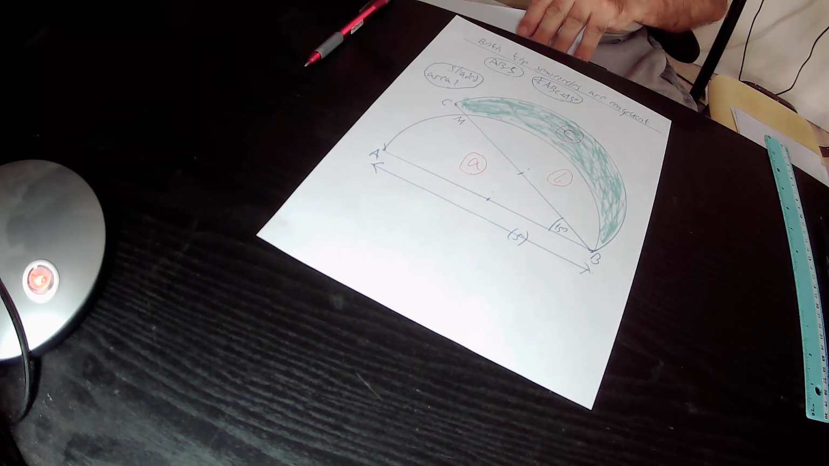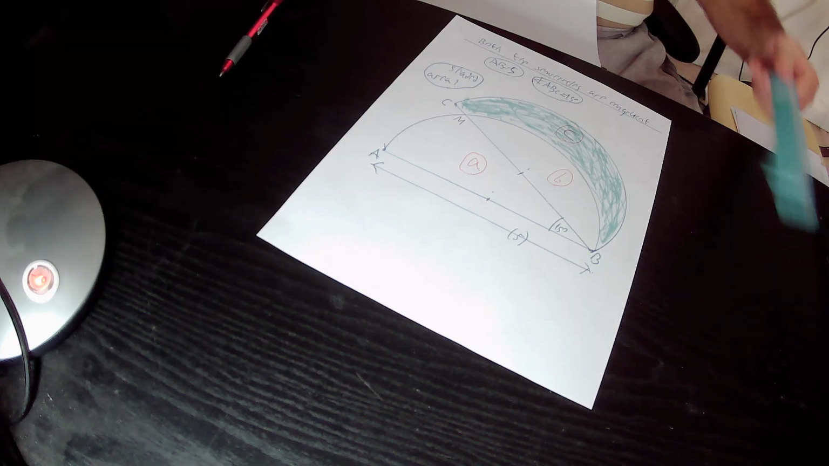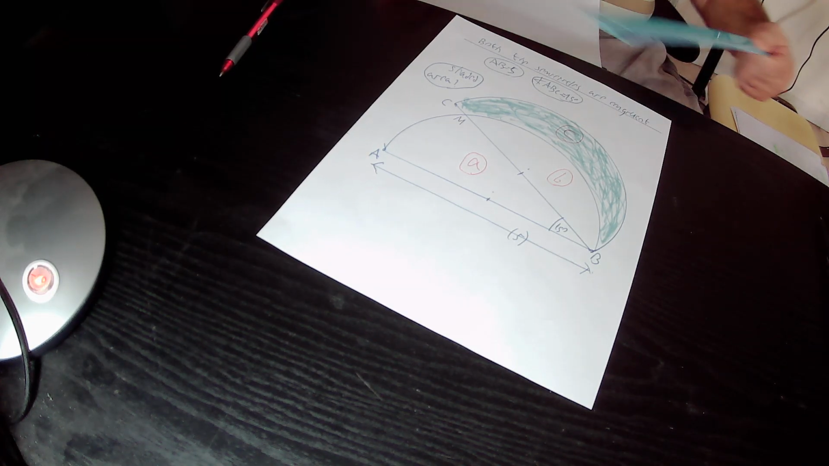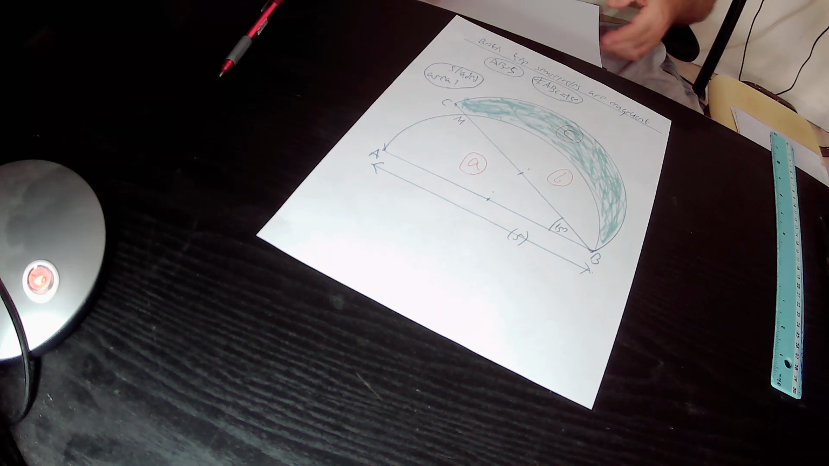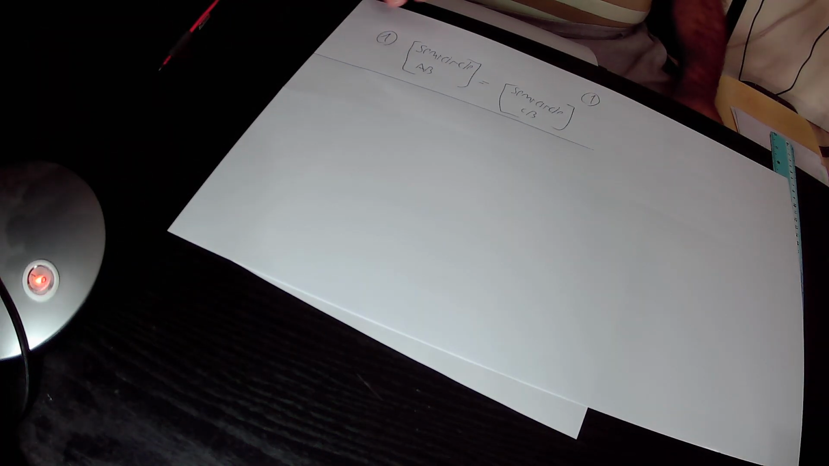So, write it down. Repeat again, because those two semicircles can go into each other, they must also have the same areas. That is to say, the area of semicircle AB must be equal to the area of semicircle CB.